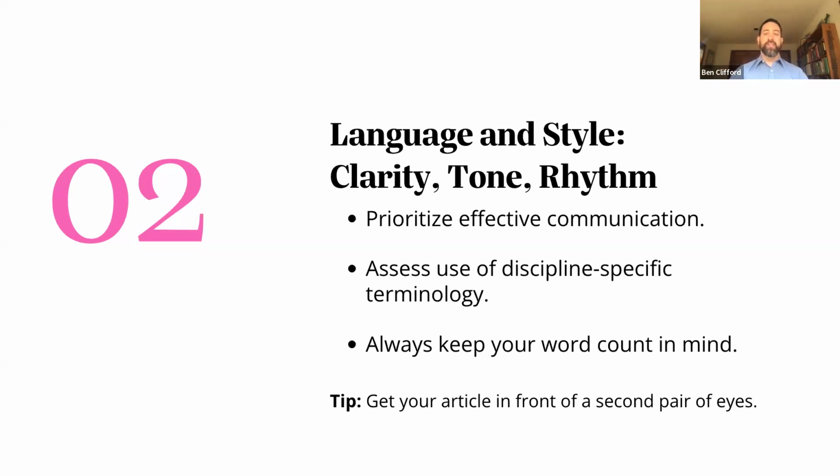At this stage, getting your text in front of another pair of eyes is really, really helpful. It's easy for elements of our writing style to become kind of invisible to us as the author. So a second reader can really help point out problems that may not be visible to you as the author.